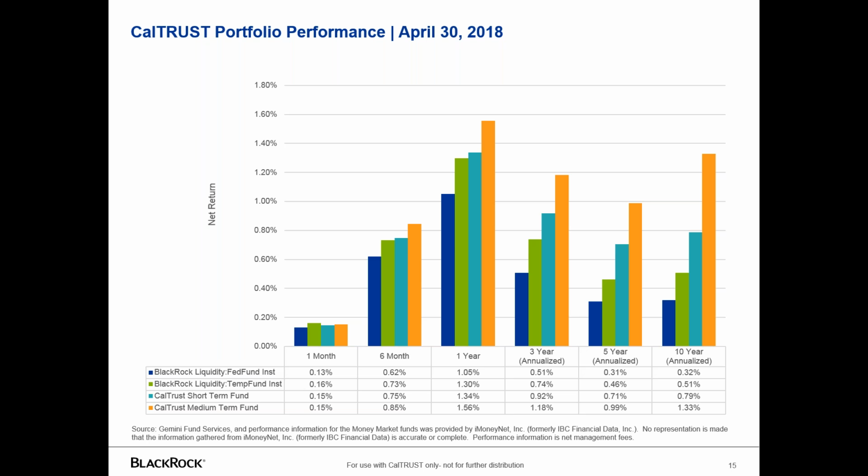This again differs from Temp Fund, and we expect this to present a modest drag on the yield of the portfolio. Countering that is the lower expense ratio of this portfolio when compared to Temp Fund. So on an anticipated basis, we expect the yield on this portfolio to fall somewhere between the government portfolio, Fed Fund, and the current 2A7 fund, Temp Fund.